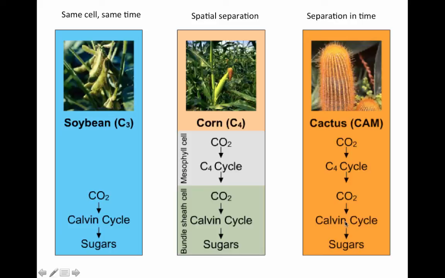All right, so I think it is important just to be aware of these alternative pathways that plants have evolved to be efficient in their photosynthesis.